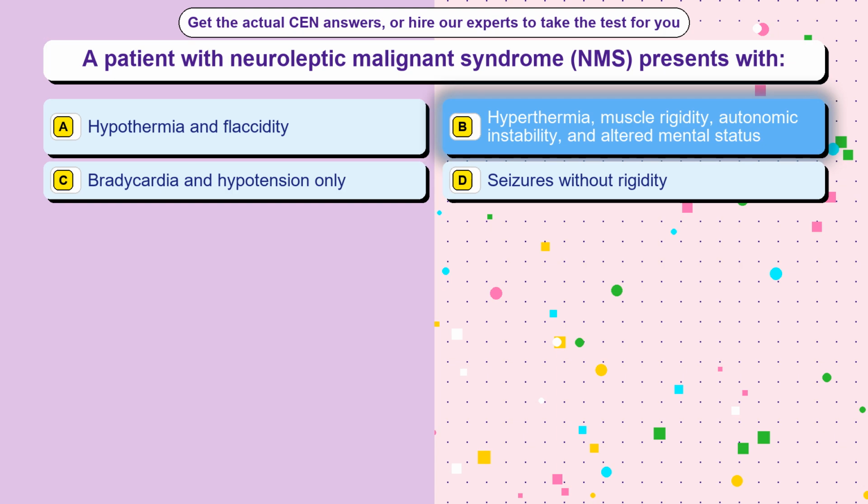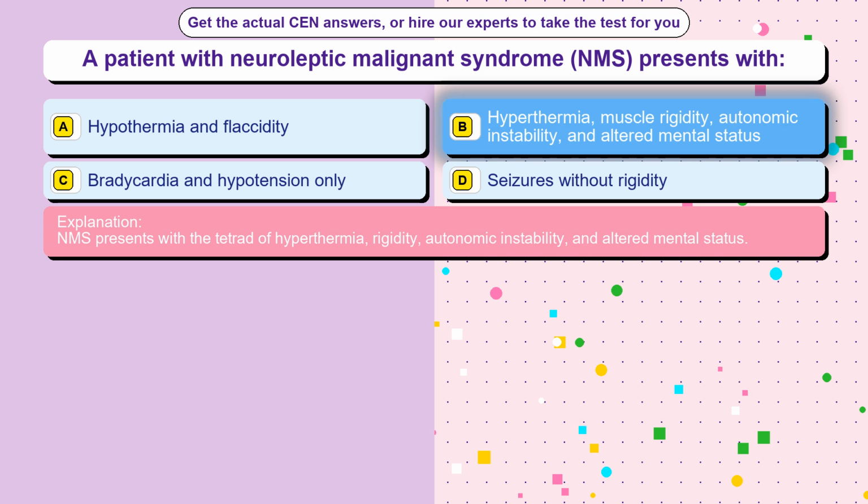The correct answer is option B. Hyperthermia, muscle rigidity, autonomic instability, and altered mental status. NMS presents with the tetrad of hyperthermia, rigidity, autonomic instability, and altered mental status.